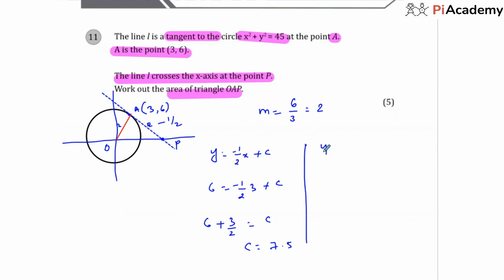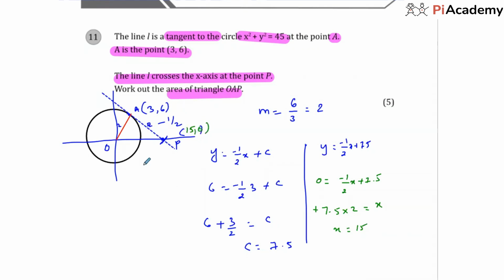Then to find where it crosses the x-axis, y equals 0 when it crosses the x-axis. So substitute y equals 0. You're finding point P. So 0 is equal to -1/2 x plus 7.5. Then you minus 7.5 on both sides, then multiply by 2, then divide all of it by -1. So x is 15. So the coordinate is (15, 0).